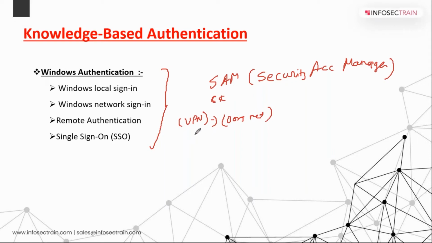Okay, next is your single sign-on. What is single sign-on? It only allows a user to authenticate once. Okay, the best example over here is your mobile phone. Particularly for a mobile phone, we use a fingerprint or a face recognition scanner, correct? And after that, we can use all the applications.